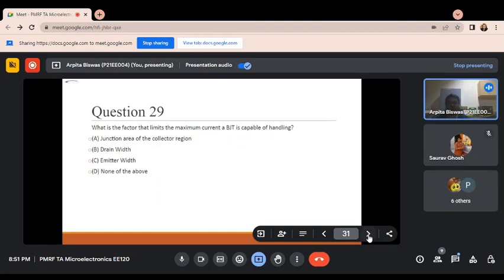What is the factor that limits the maximum current a BJT is capable of handling? The first option is junction area of the collector region. The second option is drain width. The third option is the emitter width, and option D is none of the above. So what is the right answer?